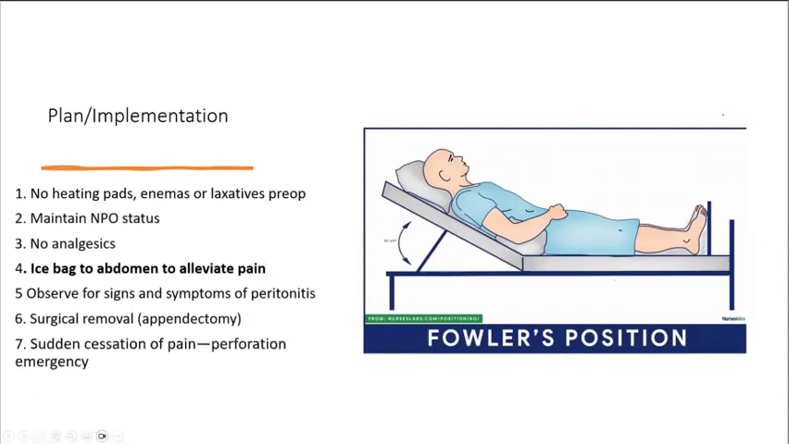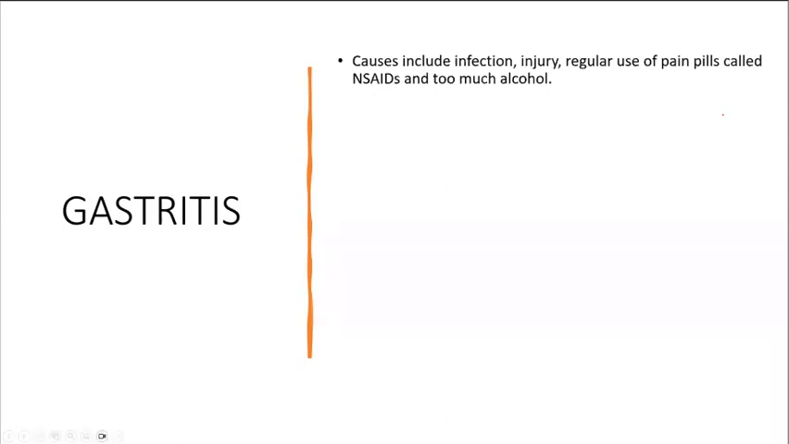Okay, so we already talked about that. Sudden cessation of pain tells you there's a possible emergency there. With gastritis, again, that's my itis there, inflammation. Gastro tells me stomach. So I know this would be an inflammation of the lining of the stomach. What could cause this? Infection could cause gastritis. Injury, regular use of pain pills, especially your NSAIDs. So again, when I see NSAIDs, my patient is on NSAIDs, you want to think about gastritis.